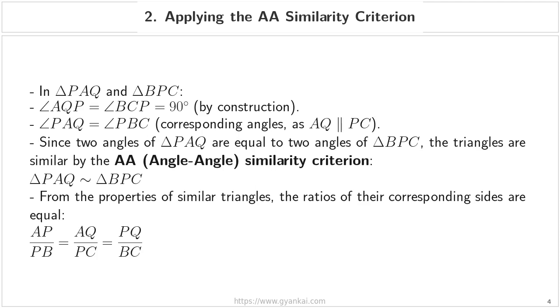Now, this similarity is the most crucial part of our derivation. Since the triangles are similar, the ratios of their corresponding sides must be equal. This gives us the proportion where the ratio of the hypotenuses, AP over PB, is equal to the ratio of the horizontal segments, AQ over PC, which is also equal to the ratio of the vertical segments, PQ over BC.